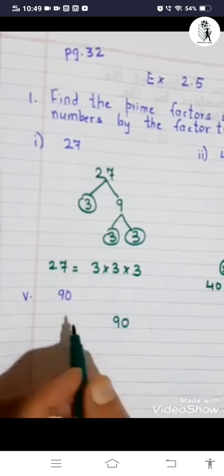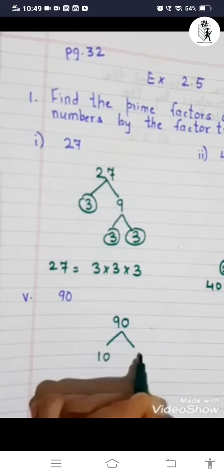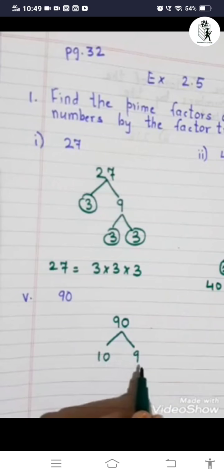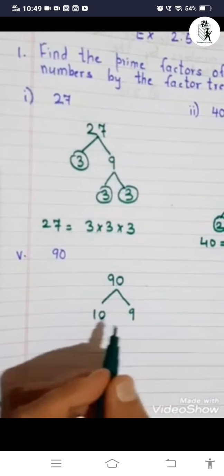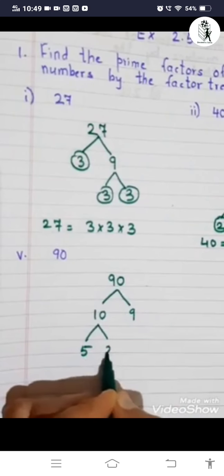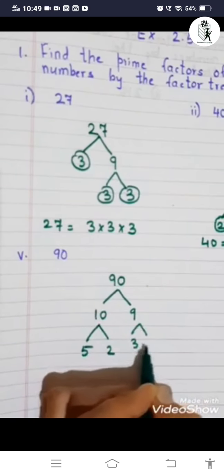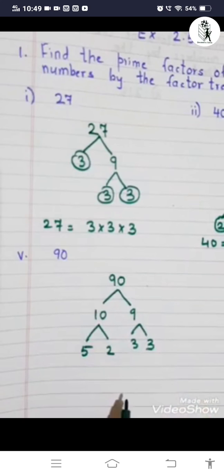The fifth question is on 90. Let's split this 90 into the product of 10 and 9. Both of them are composite. So you will split this 10 into the product of 5 and 2, and this 9 into the product of, very good, 3 and 3.